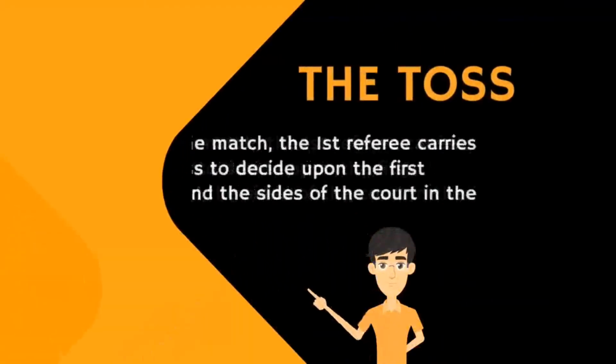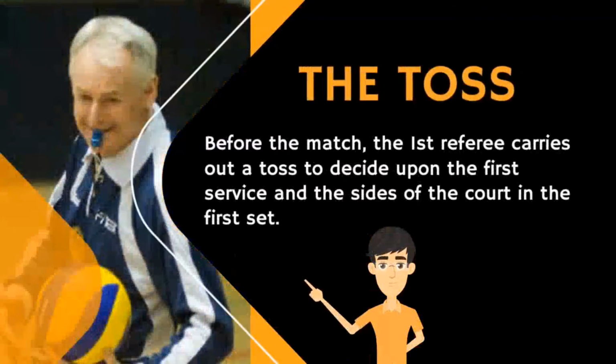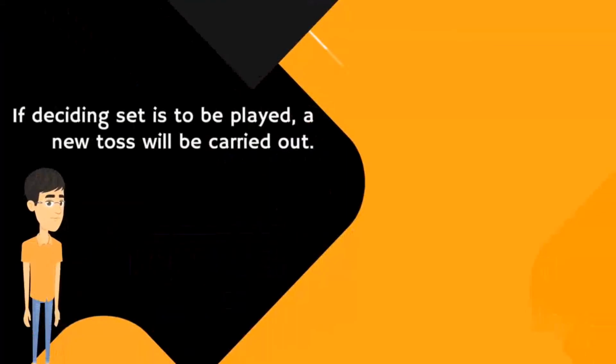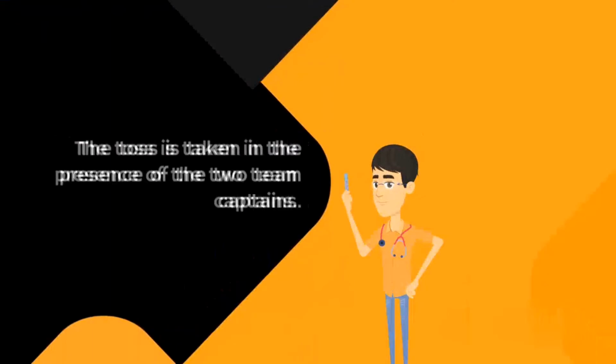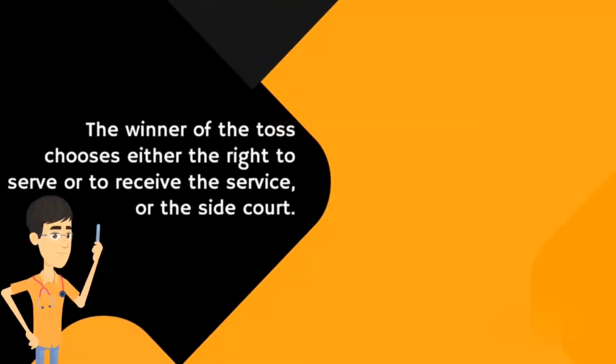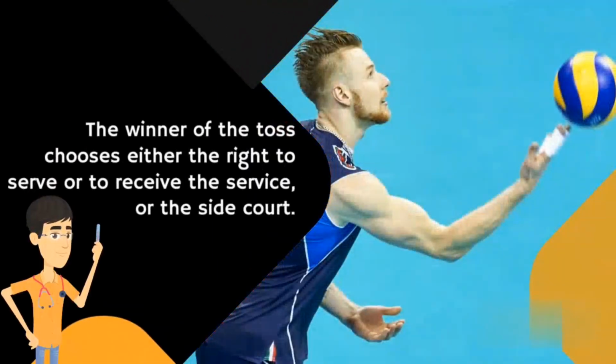The toss. Before the match, the first referee carries out a toss to decide upon the first service and the side of the court in the first set. If the deciding set is to be played, a new toss will be carried out. The toss is taken in the presence of the 2 team captains, and the winner of the toss chooses either the right to serve or to receive the service, or the side of the court.